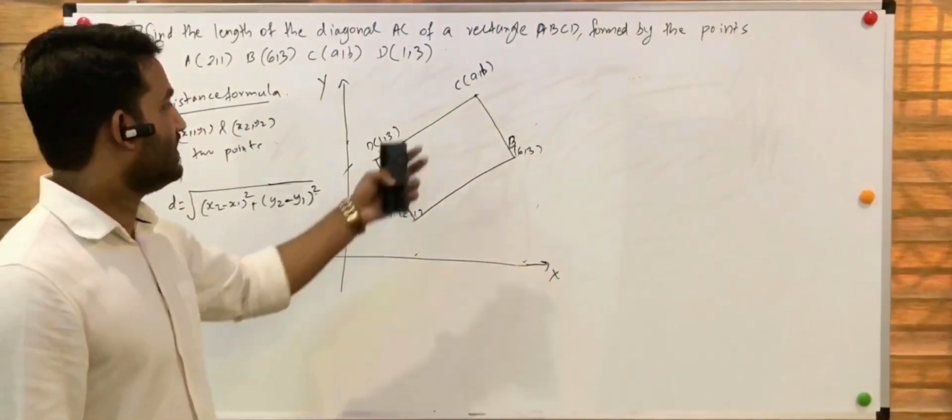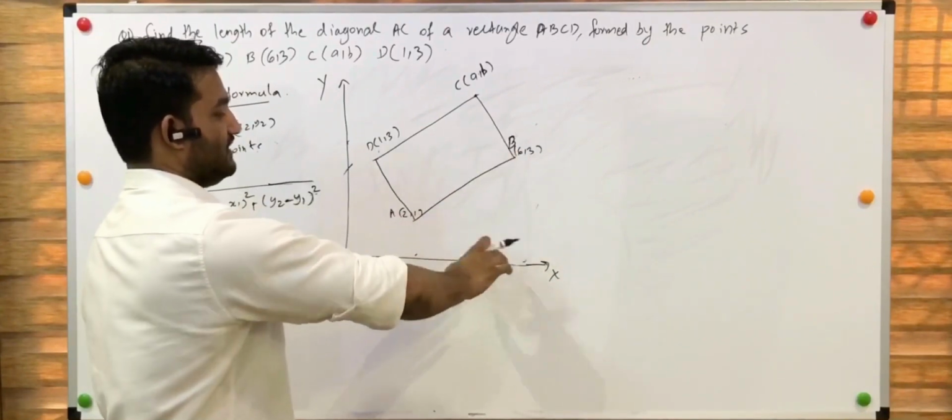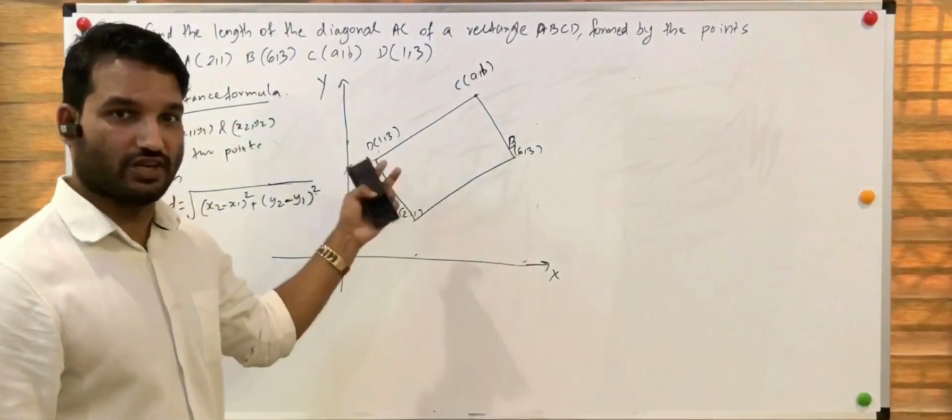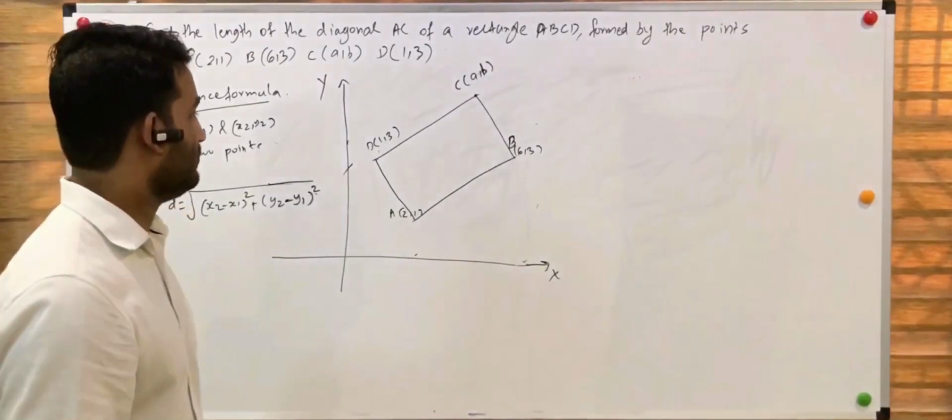We can find them, but we need some angles. How much angle does this line segment make with the x-axis or y-axis? We need those angles, and we don't have them. So we have to look for other solutions. See how I am going to do it.